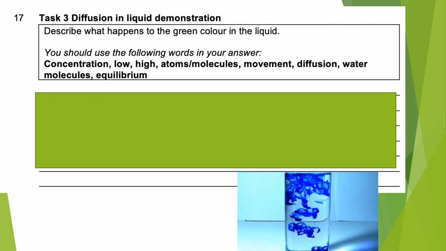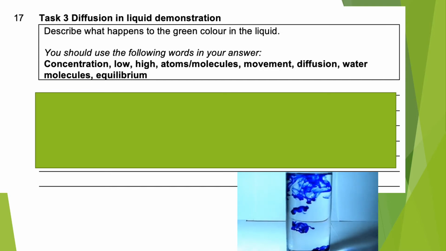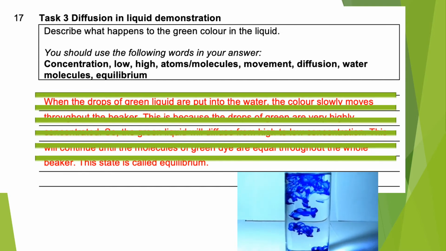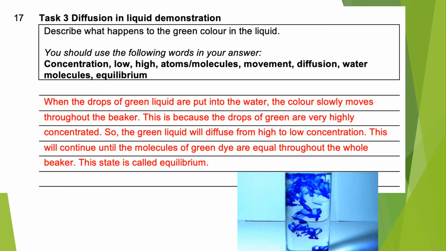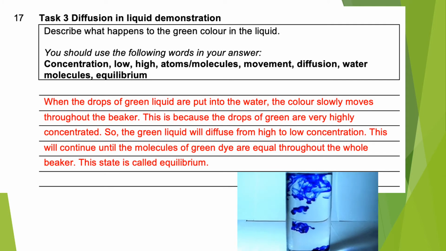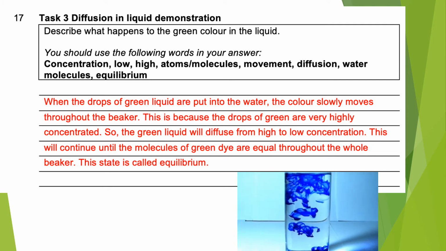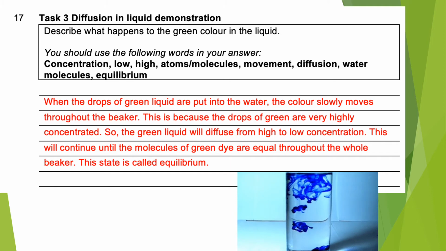Right. So you might have a different answer from me, but that's totally fine. But I'm going to show you what I wrote. So I wrote that when the drops of green liquid, or in this case you could say blue, are put into the water, the color slowly moves throughout the beaker. This is because the drops of green are very, very highly concentrated. So the green liquid, or I should say blue, the blue liquid will diffuse from high to low concentration. This will continue until the molecules of blue dye are equal throughout the whole beaker, and this is called equilibrium.